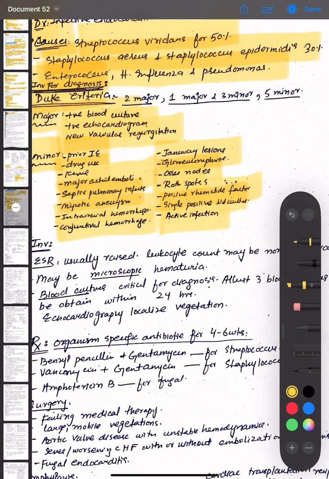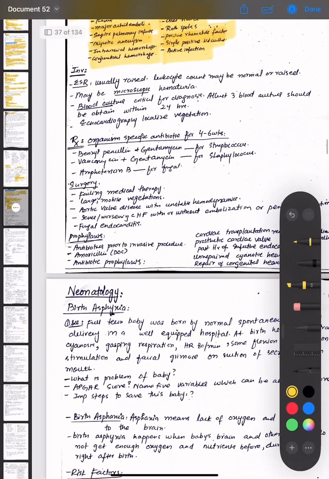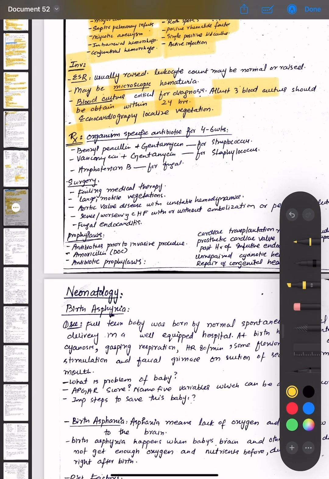Now, the investigation options are ESR, which is usually raised, and leukocyte count, which may be normal or raised. Microscopic hematuria may be present. Blood culture is critical for diagnosis; at least 3 blood cultures should be obtained within 24 hours, and echocardiography localizes the vegetation. The treatment options for infective endocarditis are organism-specific antibiotics given for 4 to 6 weeks: benzyl penicillin plus gentamicin for streptococcus, vancomycin plus gentamicin for staphylococcus, and amphotericin B for fungal.